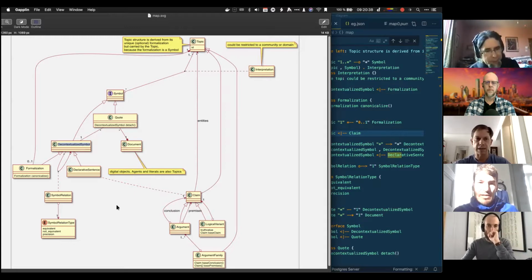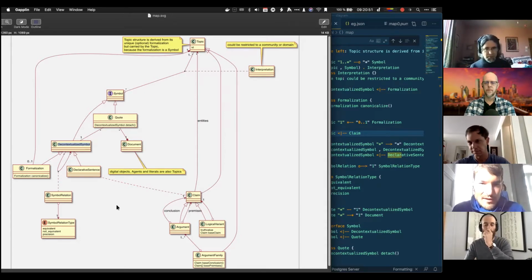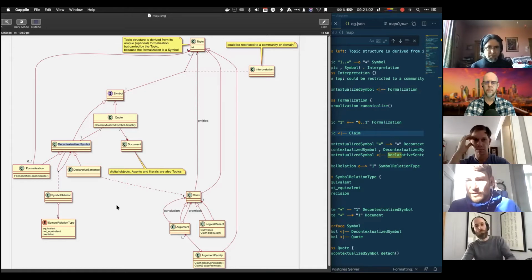Okay. Yeah, so he's basically saying, I need to see use cases that make it necessary to have the abstraction, right? Absolutely, yeah. So he's basically suggesting to have this association from topic to symbol, from topic to quote, and from topic to decontextualized symbol directly, right? Is that what you're suggesting, Tim?